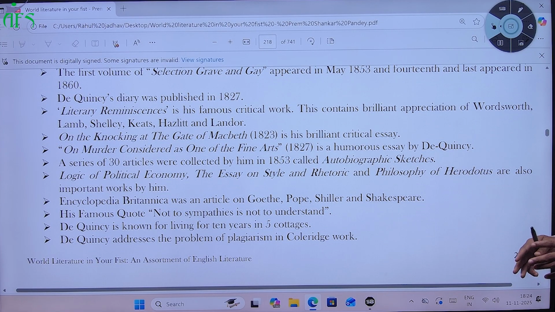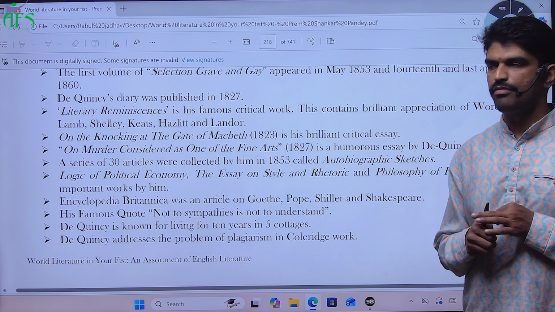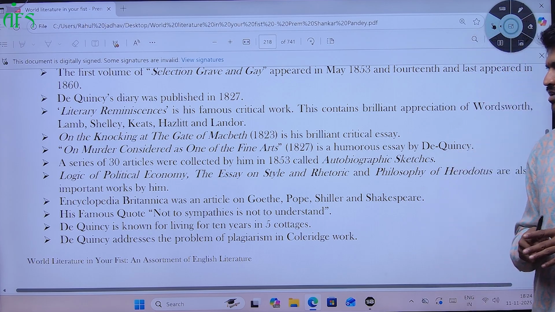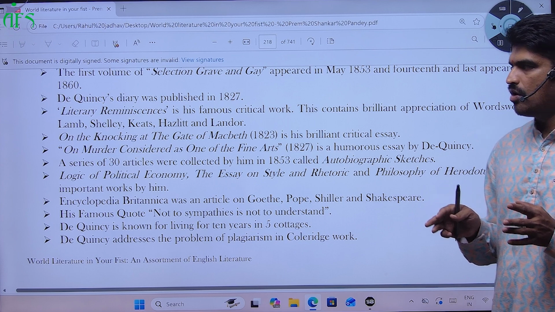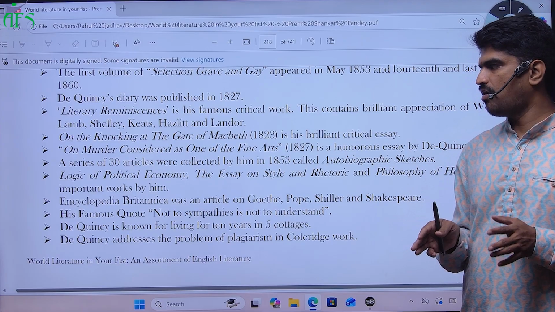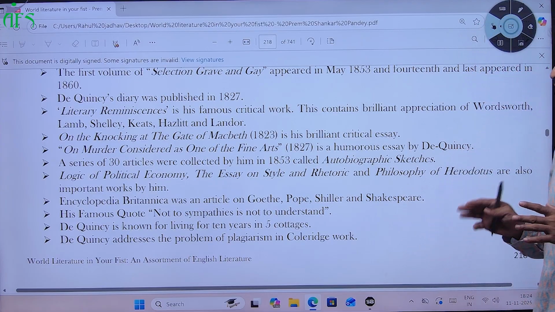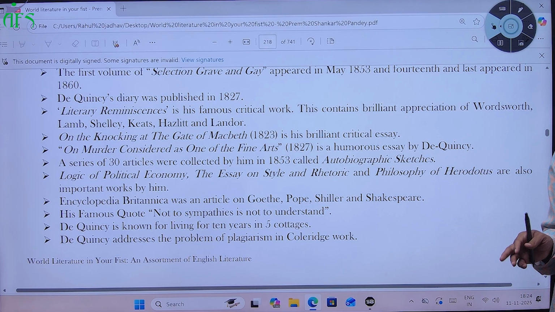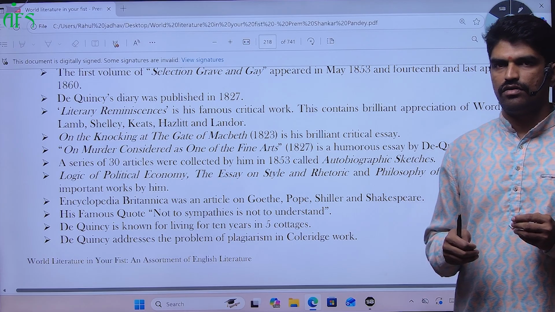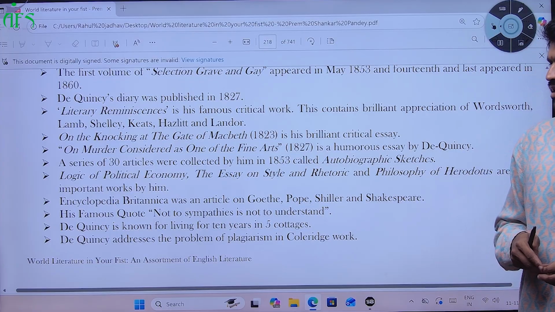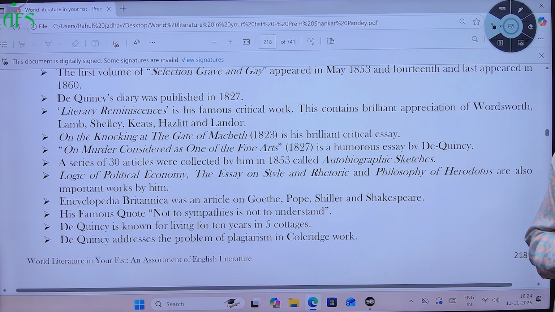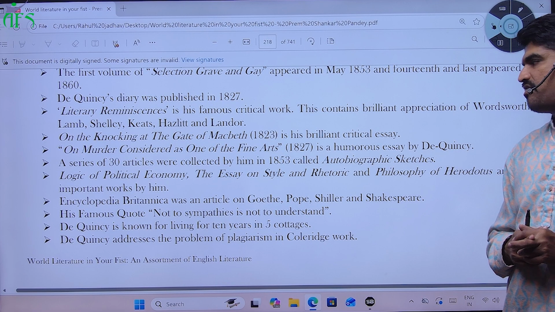This contains brilliant appreciation of Wordsworth, Charles Lamb, P.B. Shelley, John Keats, Thomas Hazlitt, and Landor. Then, On the Knocking at the Gate in Macbeth is his brilliant critical essay. Right? So if you have a question, which is the famous essay by Thomas De Quincey that portrays Macbeth, it is On the Knocking at the Gate in Macbeth.